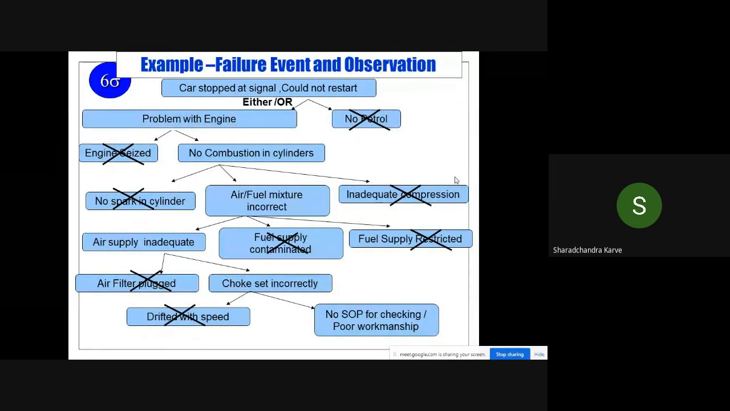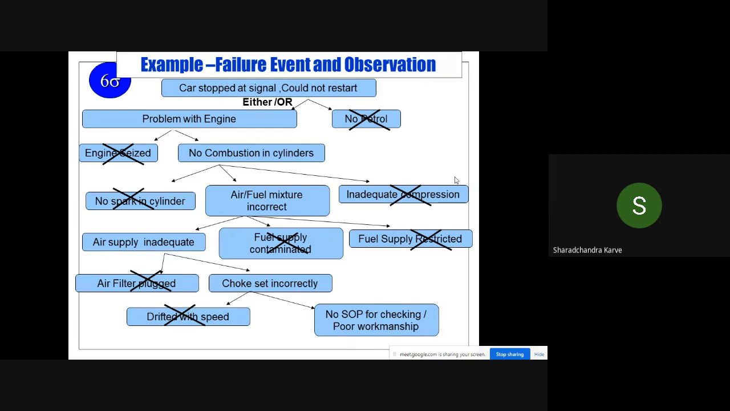So air fuel mixture problem, etc. Air supply inadequate, choke set up incorrectly. Why was the choke set up incorrectly? No SOP for checking or poor workmanship. Now, poor workmanship, either you can work on this or set up an SOP, or you can even go down to identify why poor workmanship, where you will reach out to HR for identifying a person for that job role, etc., can also be done. If you want to go and identify a root cause like that. But keep asking why till the process is in your control or you can influence the process.